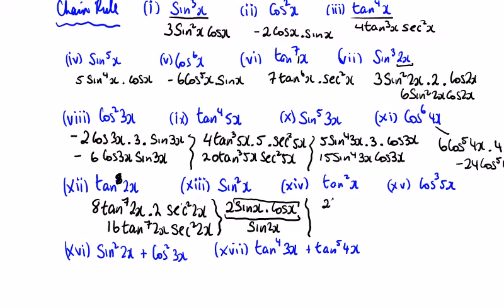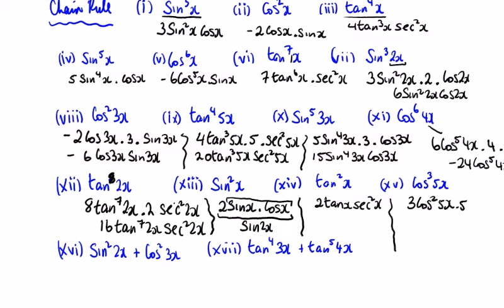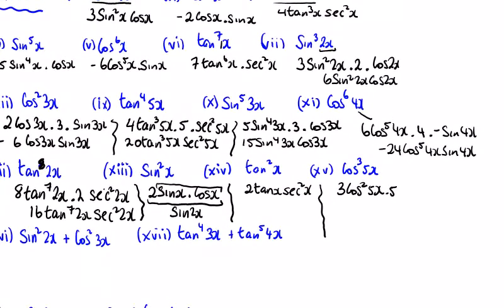Tan squared x is 2 tan x by sec squared x. And cos to the power of 3, 5x becomes 3 cos to the power of 2, 5x times 5. Moving across, and cos x goes to minus sine x, so minus sine 5x. So we're going to get minus 15 cos squared 5x sine 5x.